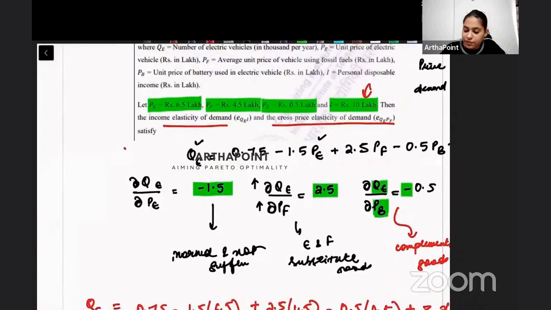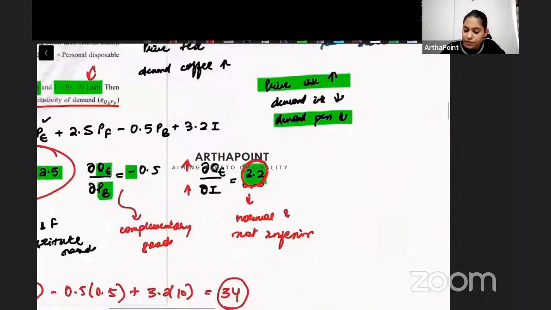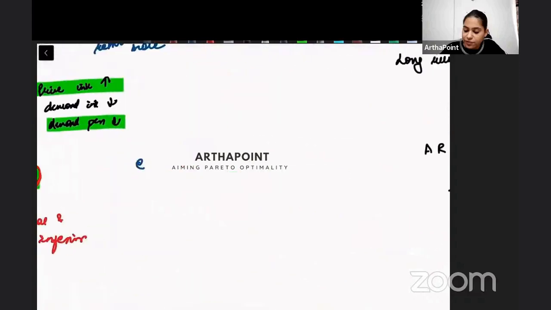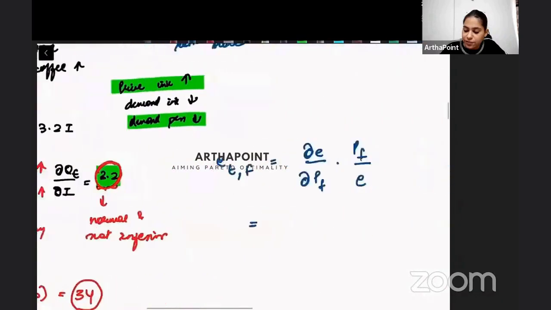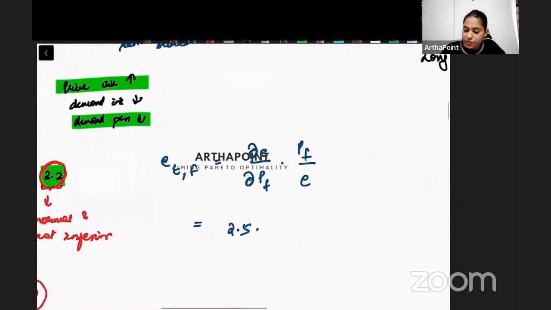Now do the next part. They're asking cross price elasticity with respect to PF. Do this one. So elasticity with respect to F is going to be how E changes as price of F changes, into F by E. This is what I've got as 2.5, so I'm going to put 2.5 here. PF is given to us as 4.5, and E I just found out as 34. So if you solve this, you will get 0.3308.